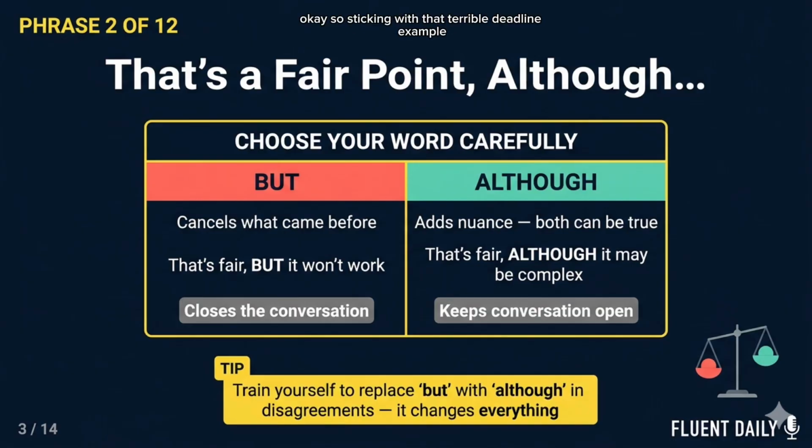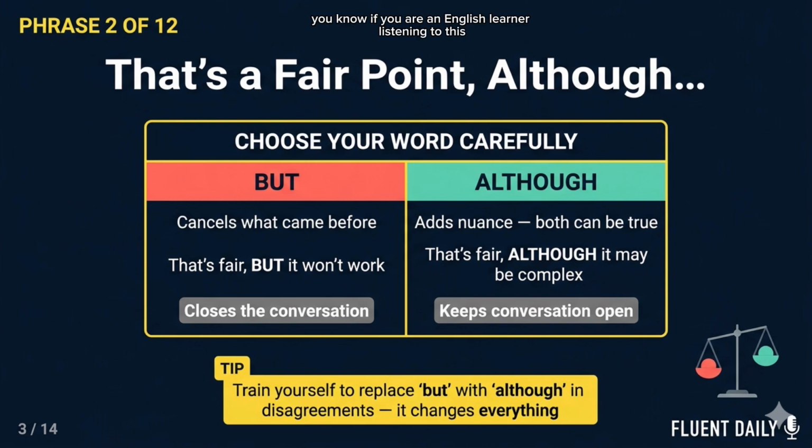Okay, so sticking with that terrible deadline example, I might say, that's a fair point, although I wonder if we've considered all the risks. Or, that's a fair point, although the numbers from last quarter suggest a different trend. What if you're discussing a new product feature with your team? Then you could say, that's a fair point, although from the client's perspective, it might look quite different.